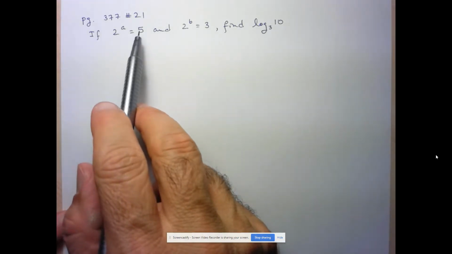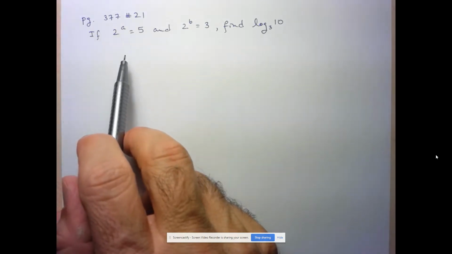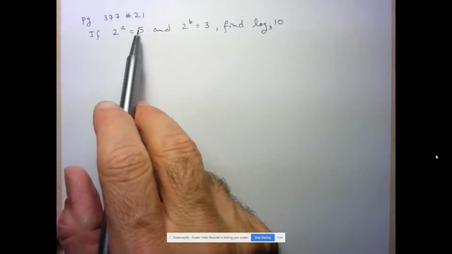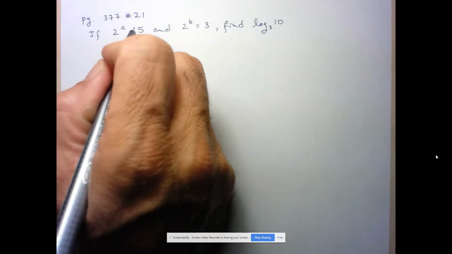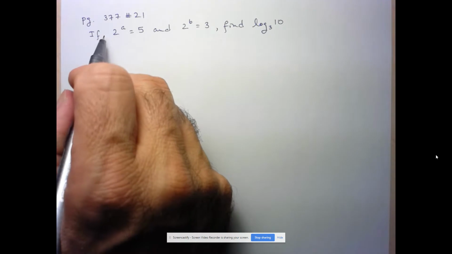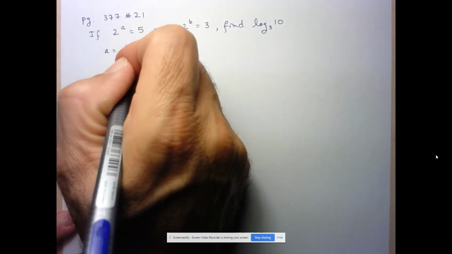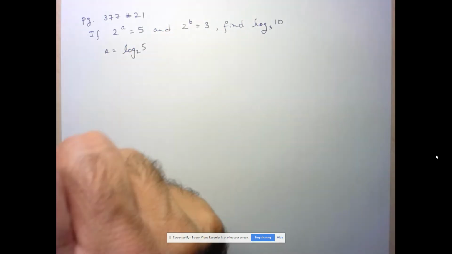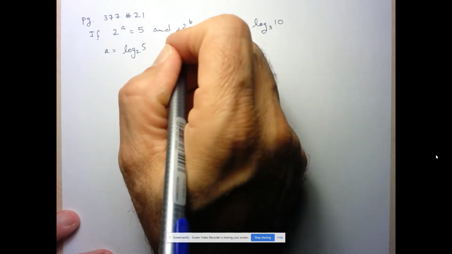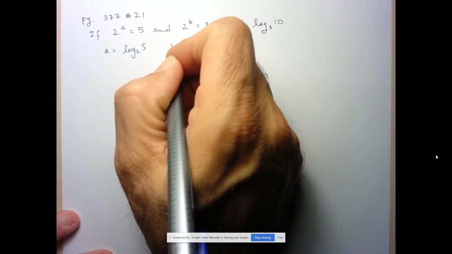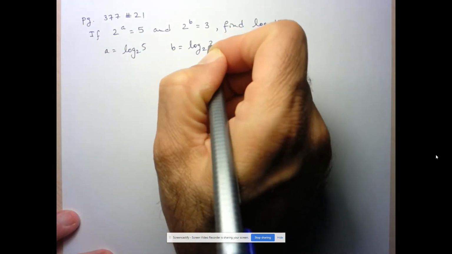Since I'm trying to find this logarithmic expression, I'm going to take these exponential equations and write them in logarithmic form. How can we rewrite this in logarithmic form? By taking the log base 2 of both sides. If I take log base 2 of 2 to the a, I'm just going to get a, and on the right I end up with log base 2 of 5. I'll do the same thing here: take log base 2 of both sides. The left-hand side gives me b, and the right-hand side gives me log base 2 of 3.